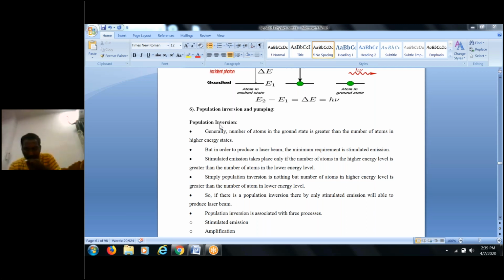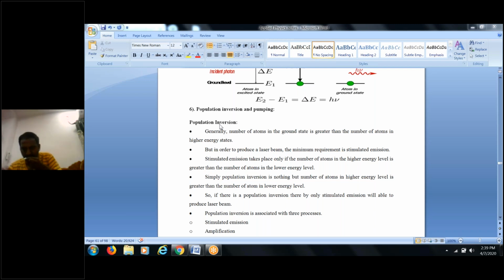Therefore, if you provide more and more electrons in the higher energy level, known as the population, more stimulated emissions take place. As a result, we are going to get more coherent photons. Therefore, we are getting continuous laser light. So that's why population inversion is the mandatory requirement to produce laser light.